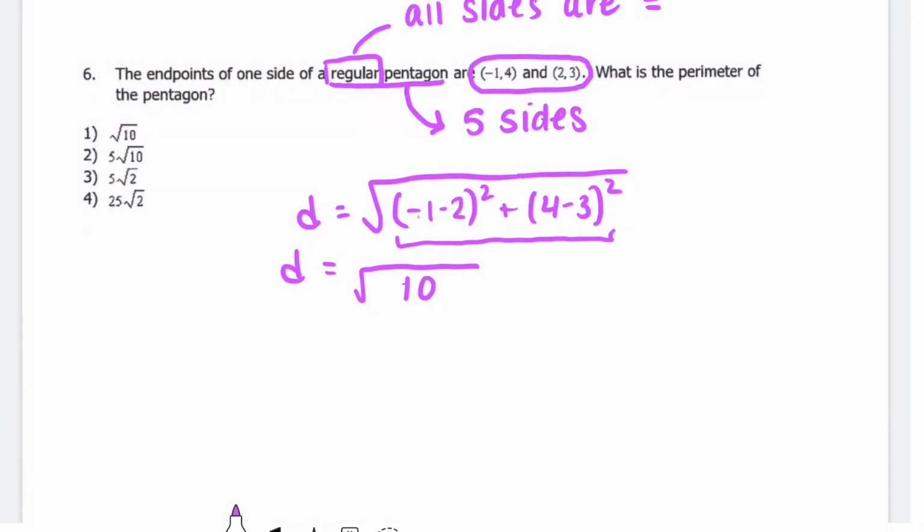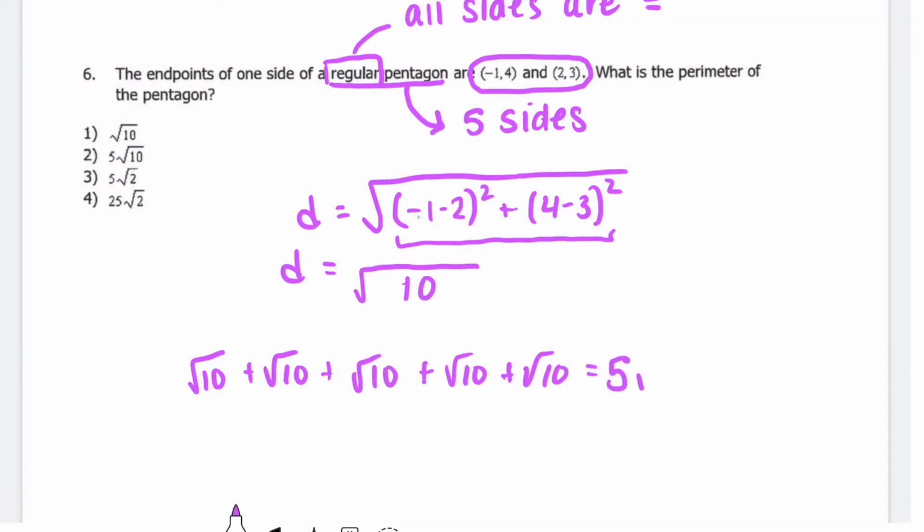And then you're just going to multiply rad 10 by 5, or you can add rad 10 5 times, and you get 5 radical 10. Or you can just multiply it by 5. Up to you, which is choice 2.